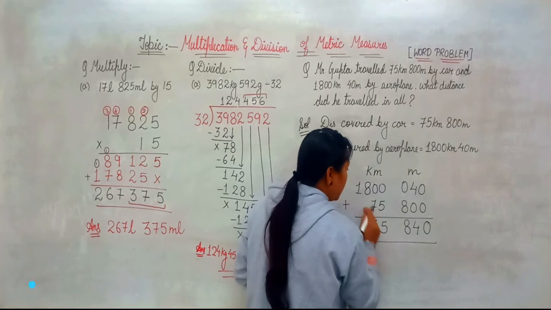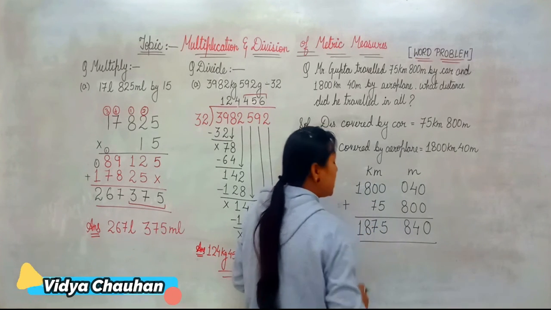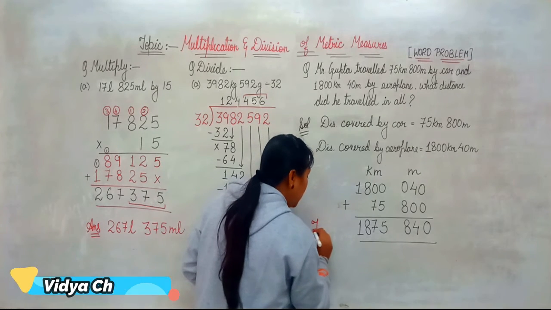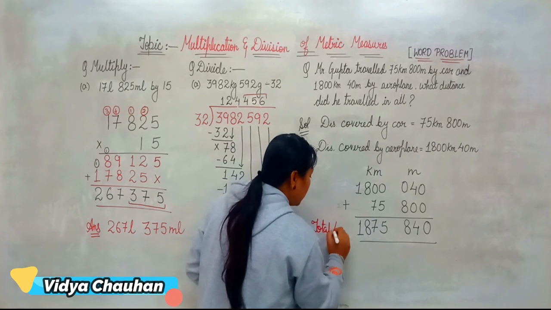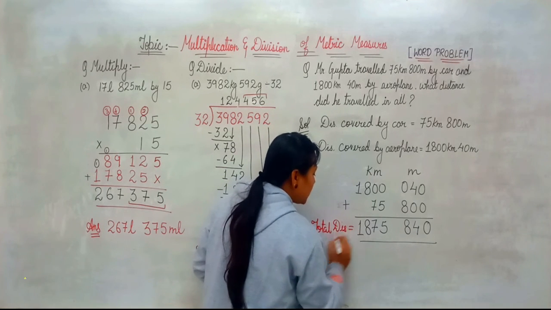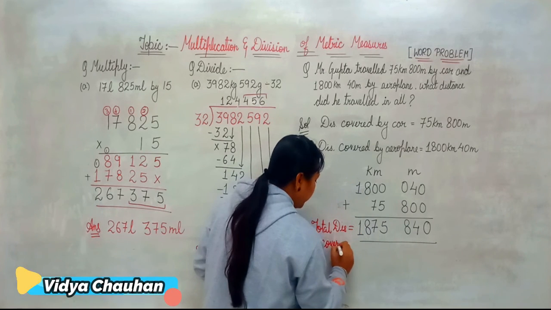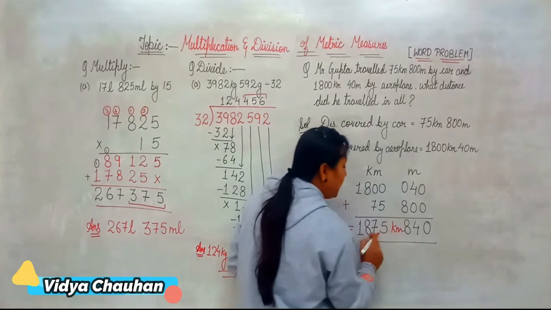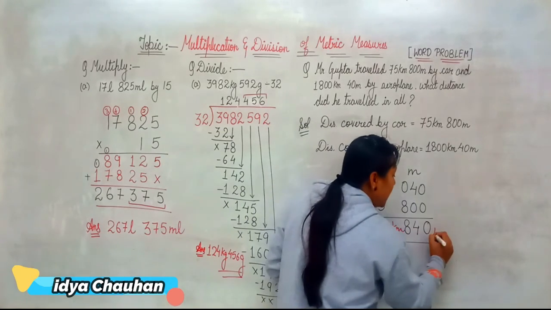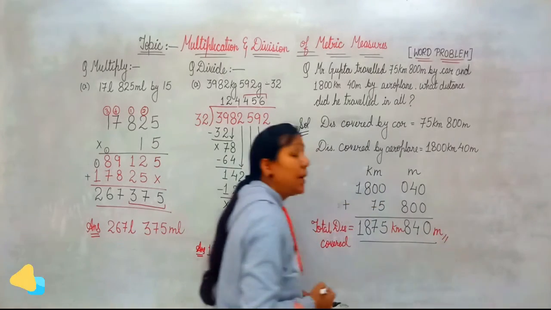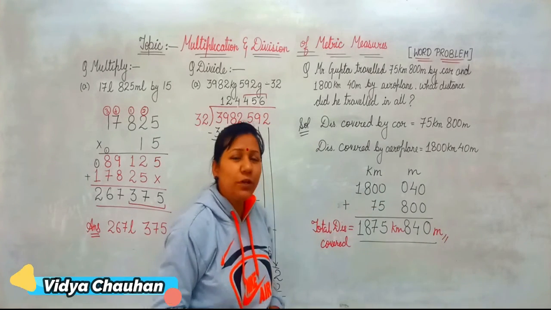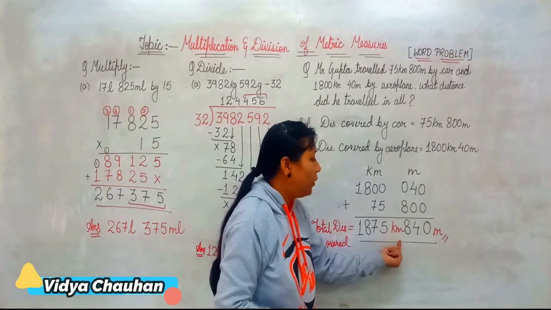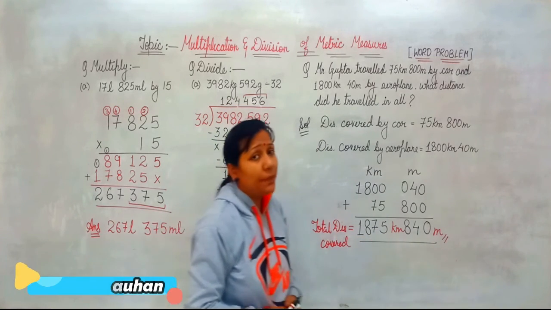Then we have 8 and 1. So what is your final answer? That means how much is the total distance covered? So the total distance covered is equal to 1875 kilometers and 840 meters. So how much is the total distance covered by Mr. Gupta? 1875 kilometers, 840 meters.